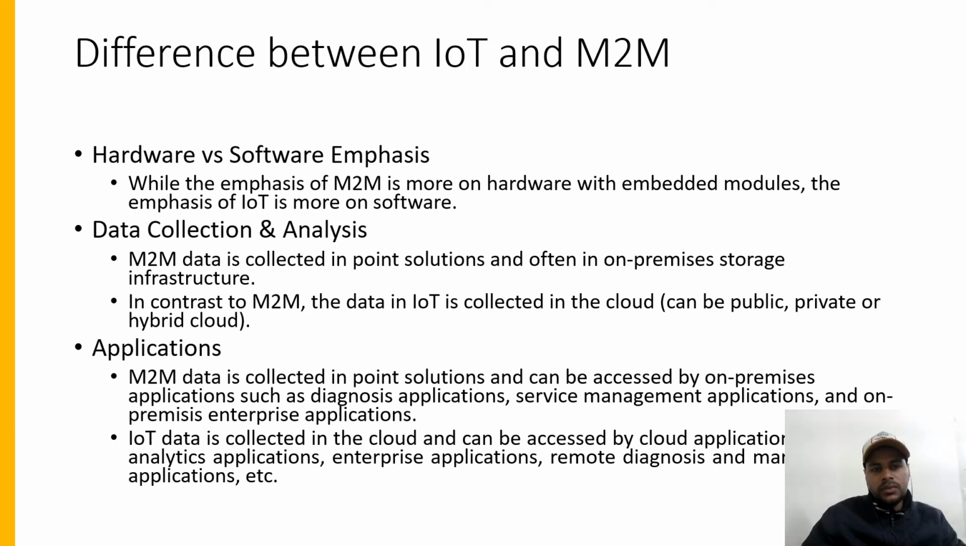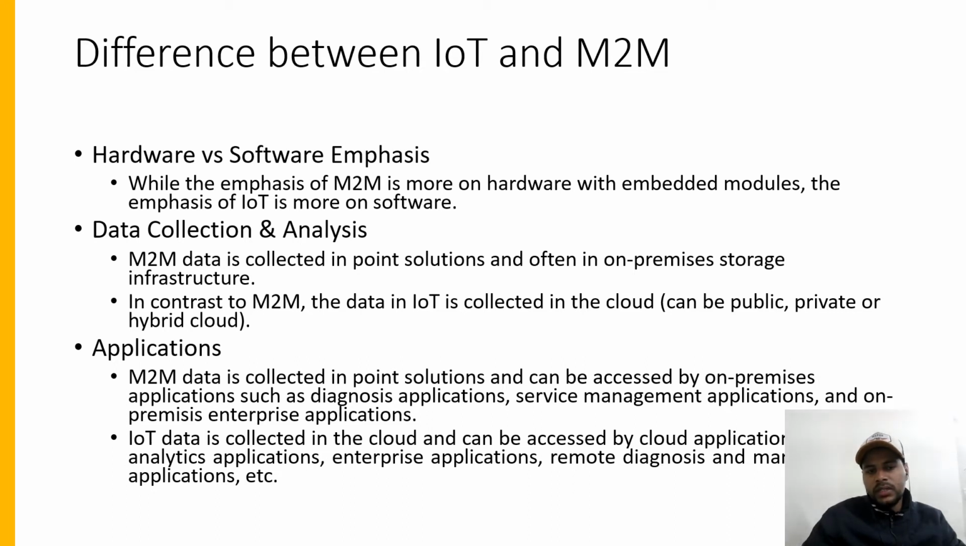Difference on the basis of hardware versus software emphasis. While the emphasis on M2M is more on hardware with embedded modules, the emphasis of IoT is more on software. Data collection and analysis. While the M2M data is collected in point solutions and often in on-premises storage infrastructure, in contrast to M2M, the data in IoT is collected in the cloud, which can be public, private or hybrid cloud.